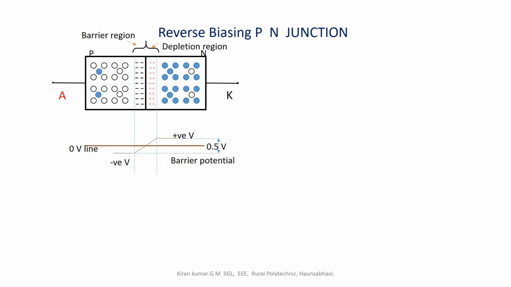In the previous session, we learned the forward bias characteristics of the PN junction. And in this video, we will see the reverse bias characteristics of the PN junction.